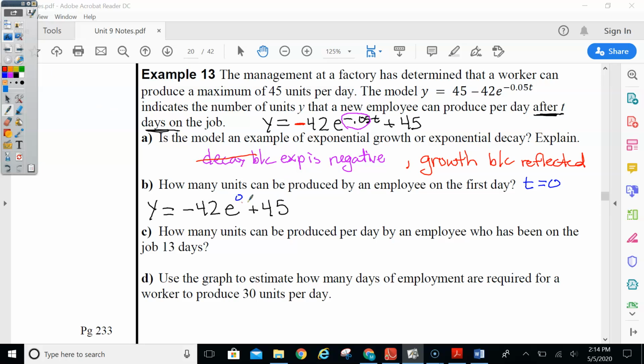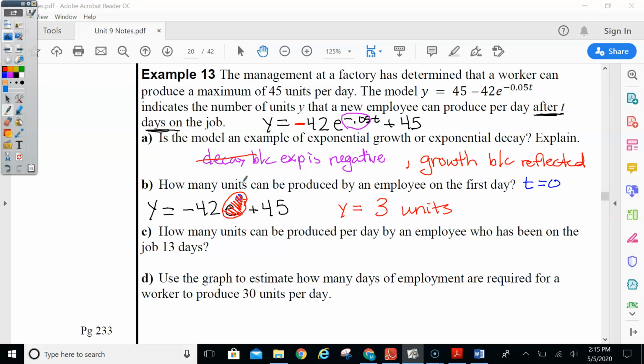Oh, what is e to the 0? Anything to the 0 power, including e, is just 1. So here, this is really going to go away, because 1 times negative 42 is still negative 42. So here we just do negative 42 plus 45, gives us that y equals 3 units on the first day.